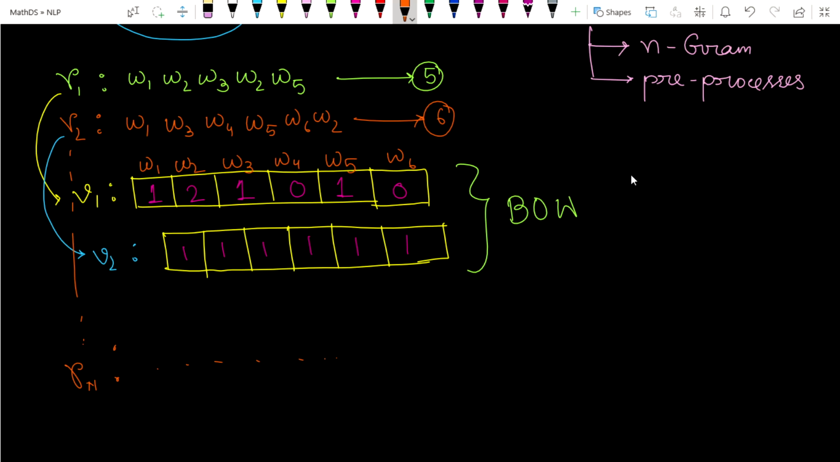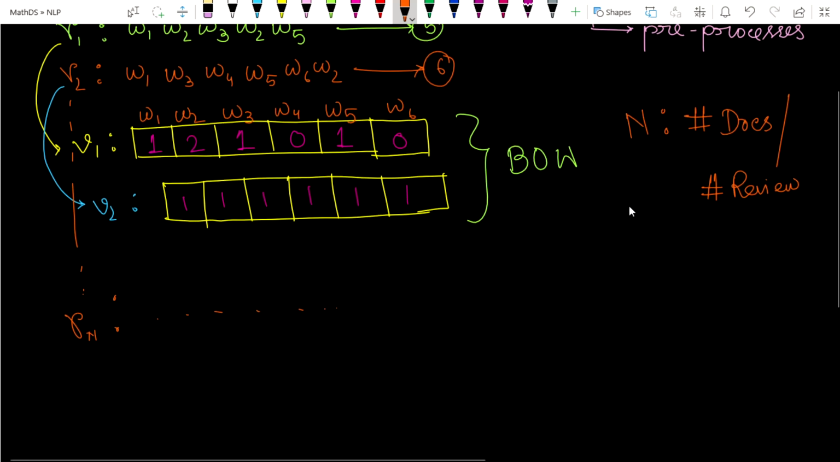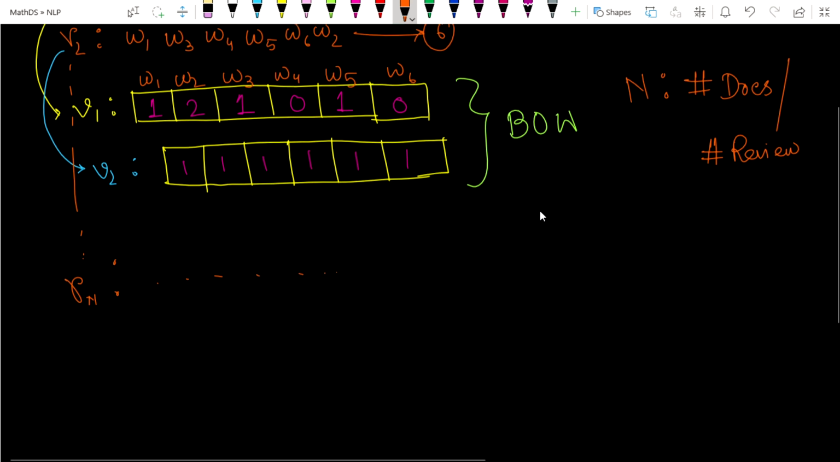Here capital N is the number of documents. Documents means review texts, or you can call it the number of reviews. This is the size of the data corpus, this capital N. Now what will be the definitions?